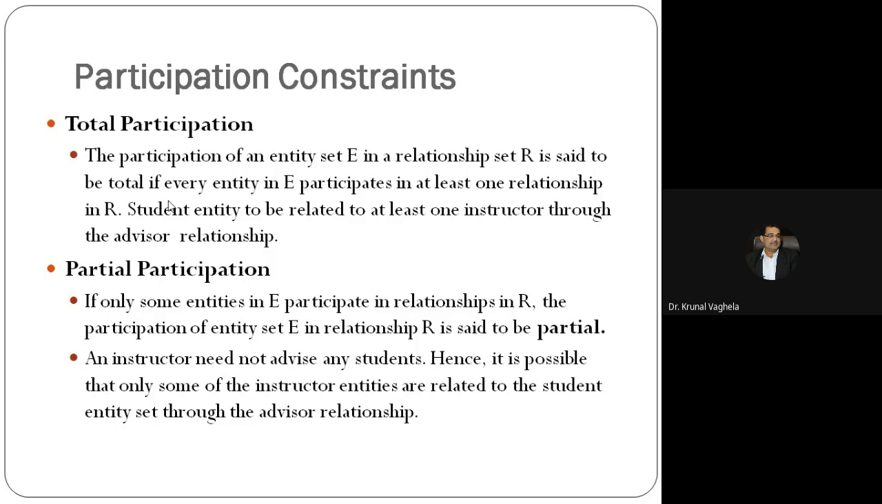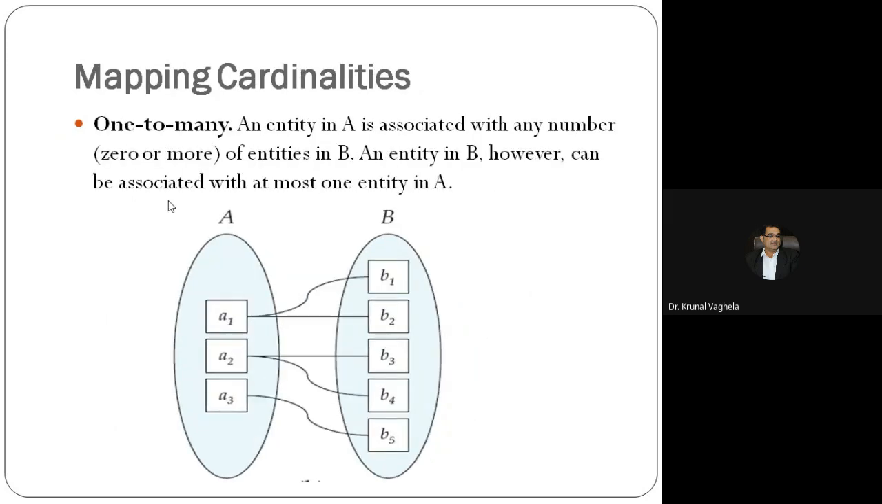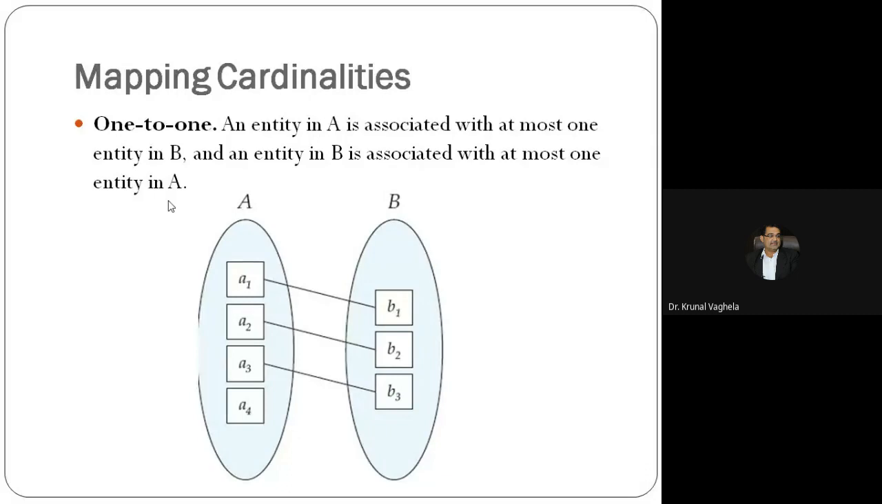Now what is it telling us? The participation is total if each entity in the entity set is associated with at least one relationship set. At least one relationship set.